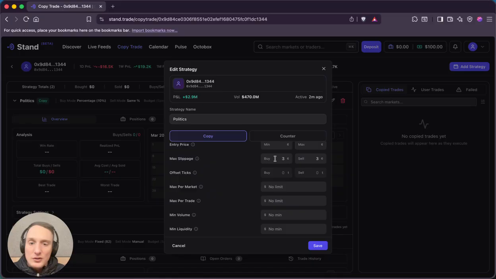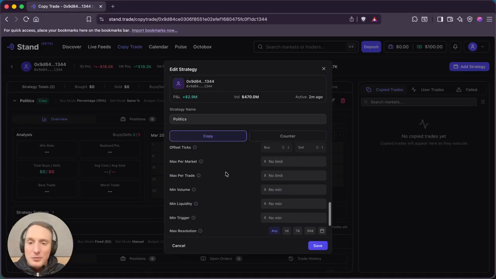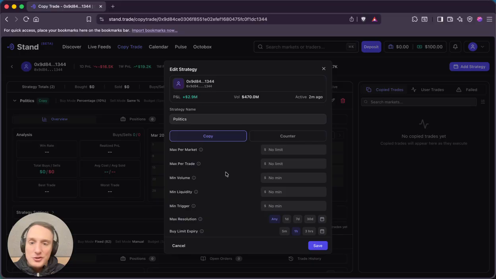Slippage gives you a little bit of control over the price that you'll follow them into their trade. Offset ticks, this is really handy for limit orders, so you can set market or limit orders. And offset ticks basically gives you the range of how much you're going to buy or sell within their particular price range. Really, really helpful if you know what you're doing. Most people probably just stick to market orders if you don't.